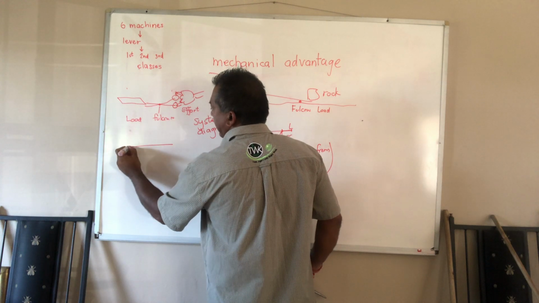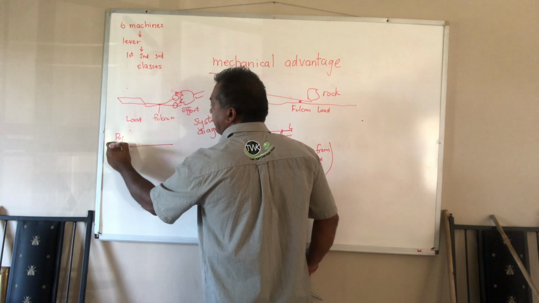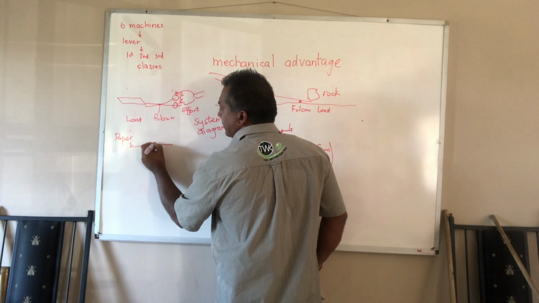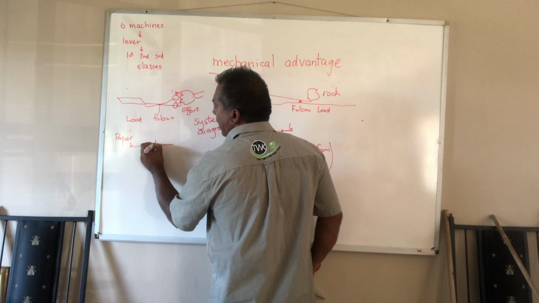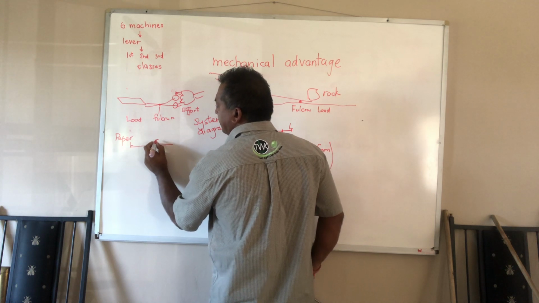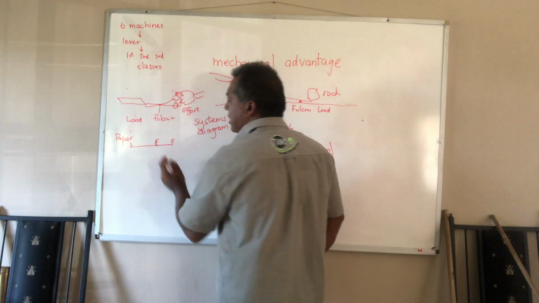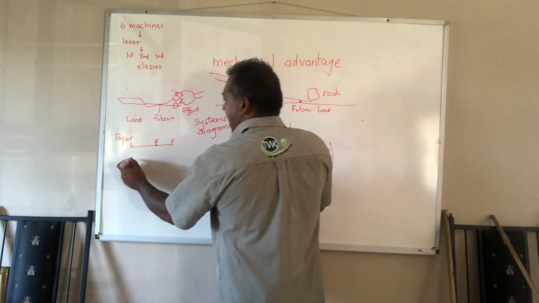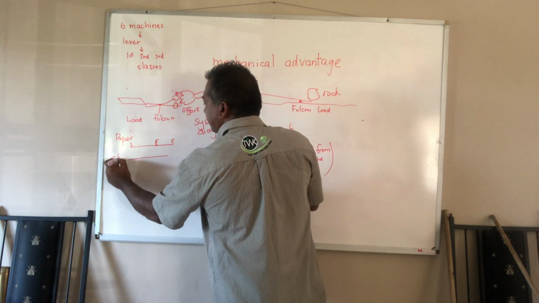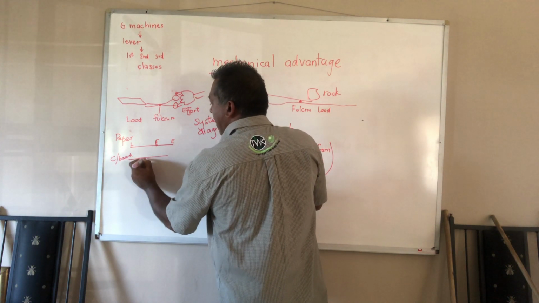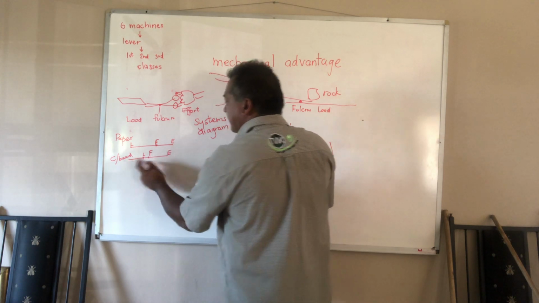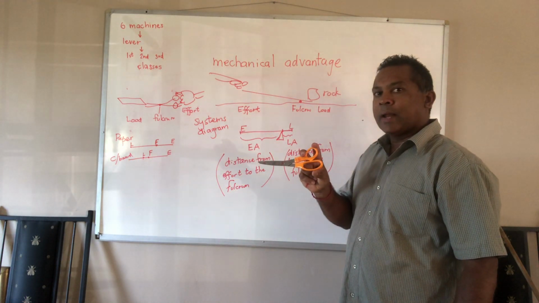For paper, there's the system diagram. I have the load there, I have the fulcrum here, and I have the effort here. And it was so easy to press it. When I did cardboard, I had the load here, I had the fulcrum here, and I had the effort here. Look what happened. Can you see what I did?